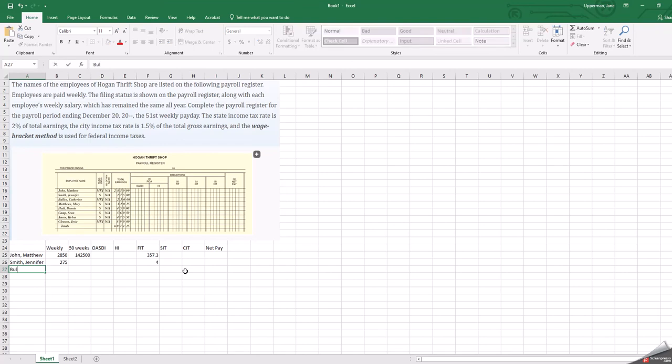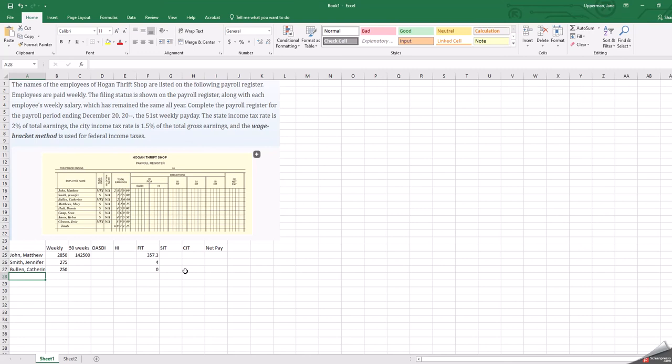Then Bolin, Catherine, is $250, and she is married filing jointly. So $250, if we look at the brackets, it goes from 245 to 255, so that's our column. Married filing jointly is zero. So that's a zero.